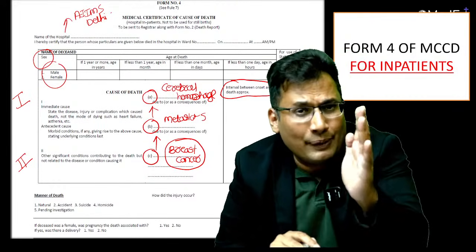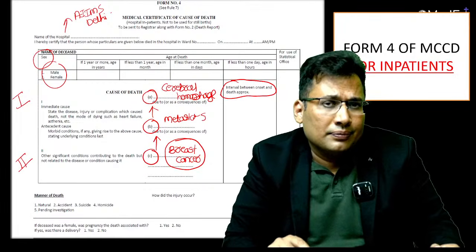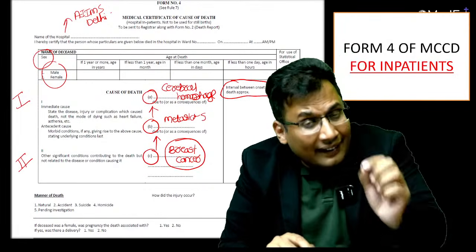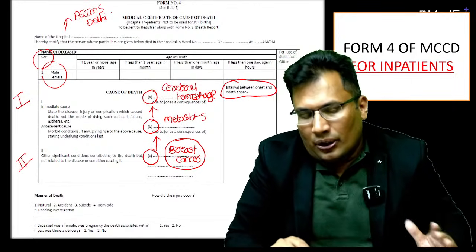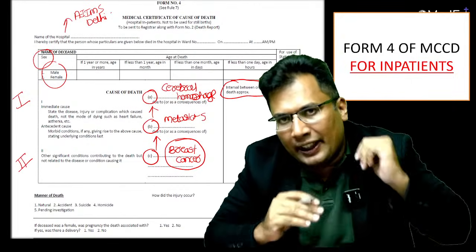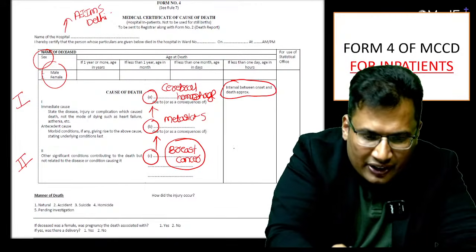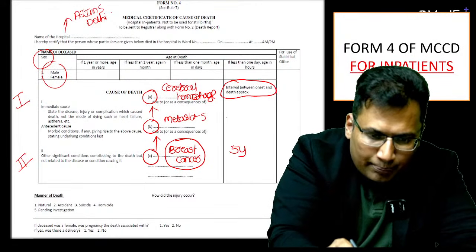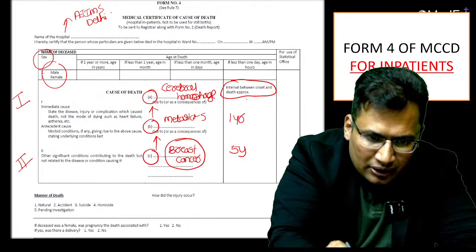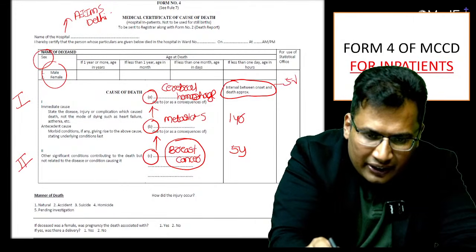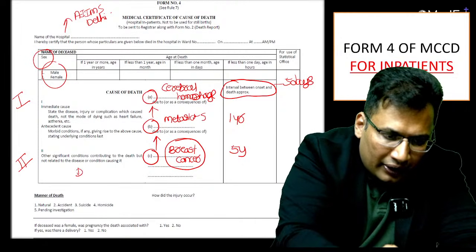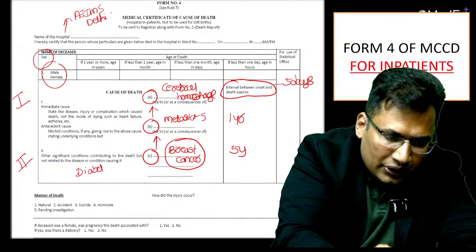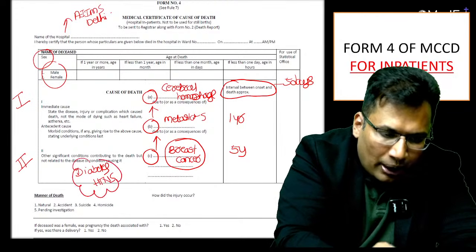That means 1A is the immediate cause of death, 1B the antecedent cause, 1C the main underlying cause. So 1C, 1B and 1A. Again you can mention breast cancer since 5 years, metastasis since 1 year, cerebral hemorrhage since 5 days. And diabetes, hypertension and all we can mention in part 2.